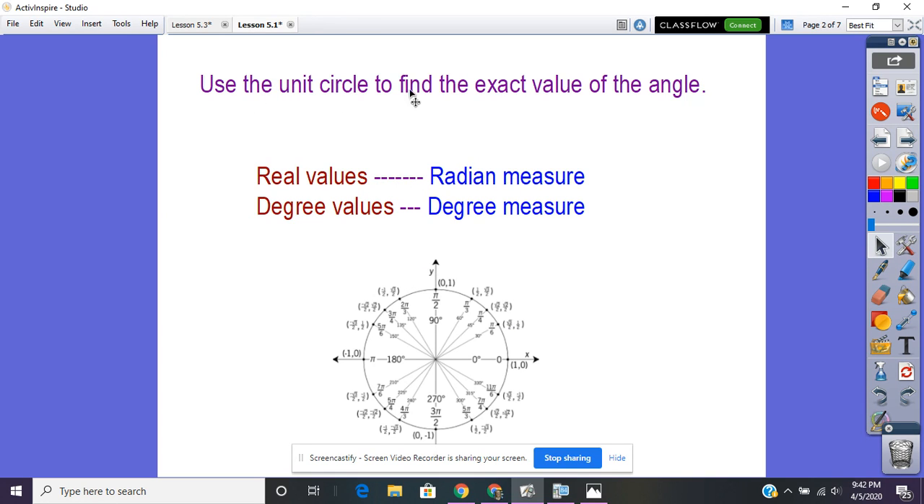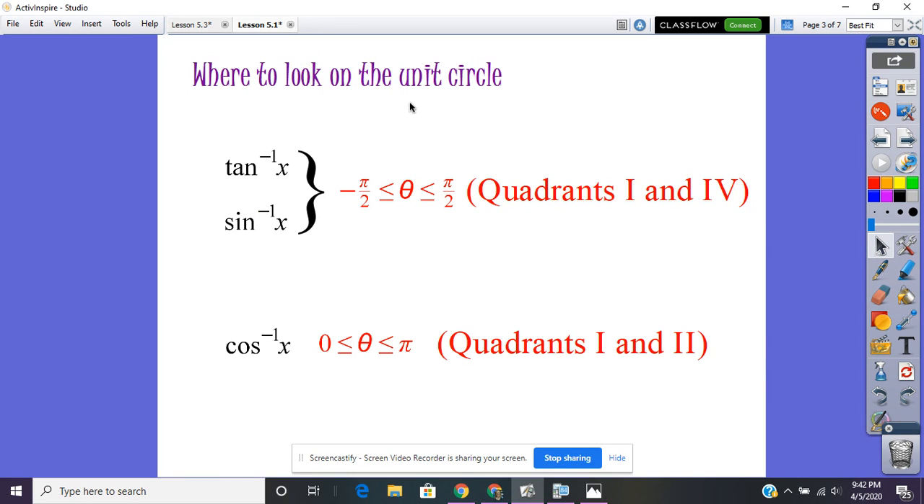So we are going to use the unit circle to find the exact values of the angle. A lot of times now we will be given a ratio of sides. So we're going to be asked to find inverse functions and have to be able to find what angle measures they go with. And when we want exact, you have to use this unit circle. Where to look on the unit circle is very important.